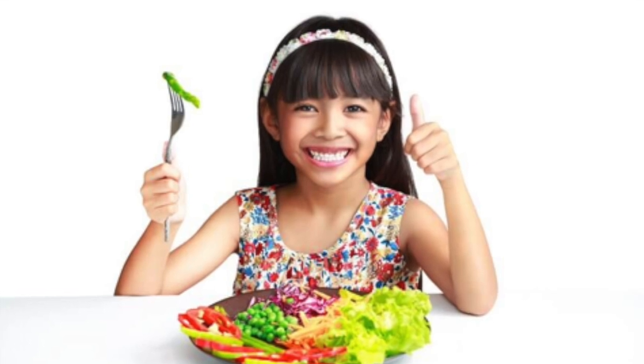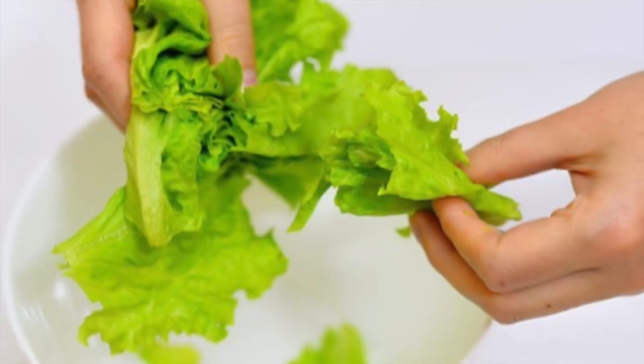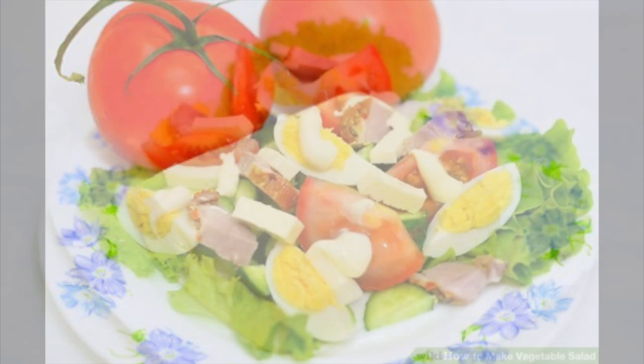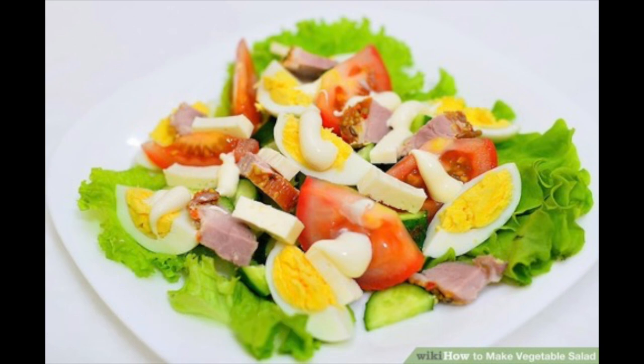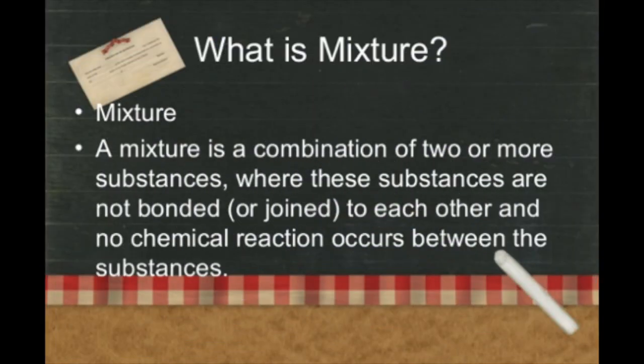Do you eat salad? Think about how you prepare a salad. You chop up the lettuce, tomatoes, cheese, ham, and maybe you throw in an egg. You put them in a bowl and toss. Yummy, isn't it? Did anything about the ingredients change? A salad is a very good example of a mixture. In chemistry, a mixture is a substance that is made up of two or more simpler substances.